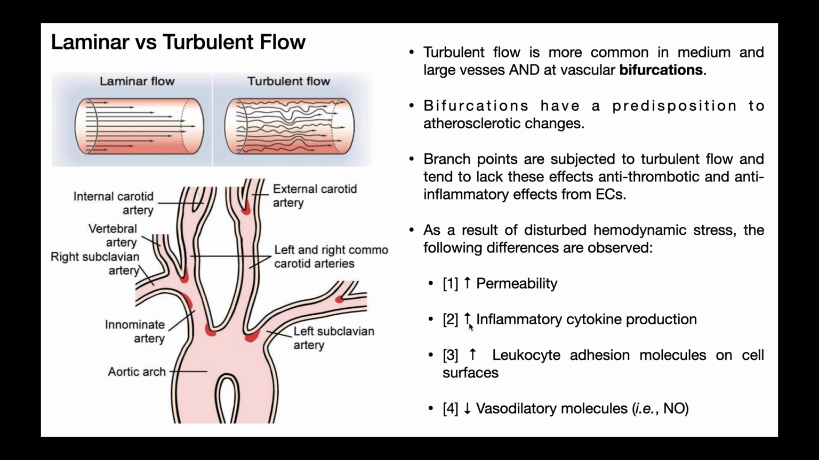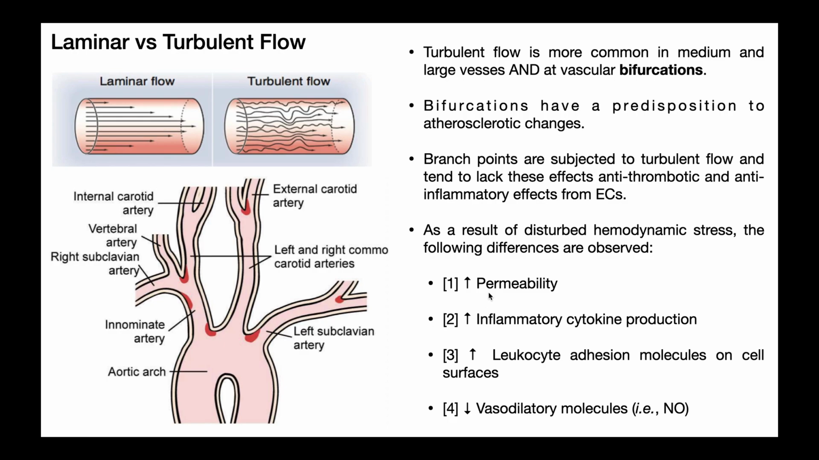Number two, we get increased inflammatory cytokine production, so furthering that inflammation. We get increased leukocyte adhesion molecules on cell surfaces. So I mentioned this increased permeability. Well, one of the things that can also slip through the cracks, so to speak, between those endothelial cells are white blood cells, so leukocytes. And they don't just slip through, though. They actually have to adhere to the cell surface of the endothelial cells before they can slip in.